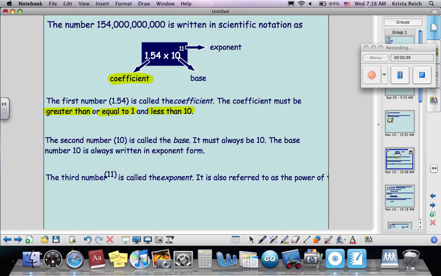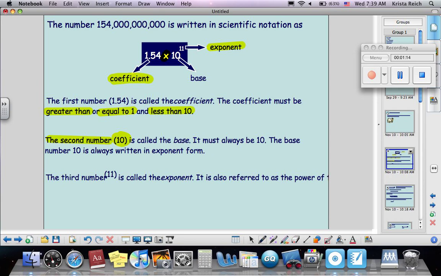The second thing in scientific notation is the multiplication. If you notice right here, in scientific notation you're always multiplying, and you're always multiplying by a base of 10. So that is our second number in scientific notation. Just as we learned with exponents, the base is our big number, and that is always, like I said, 10. And the exponent is right up here. That's the little number, and that can also be referred to as the power of.